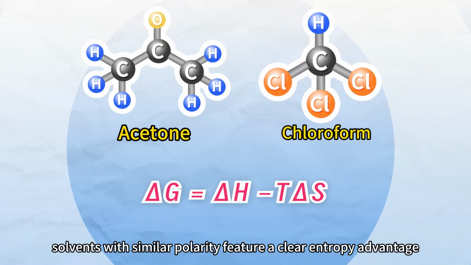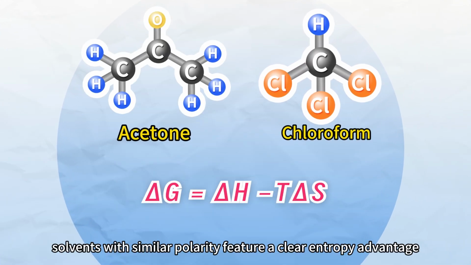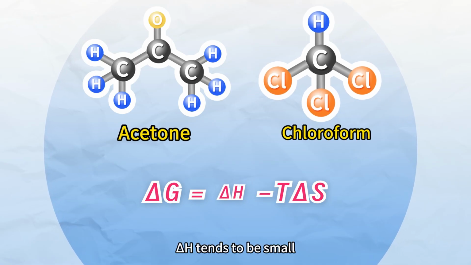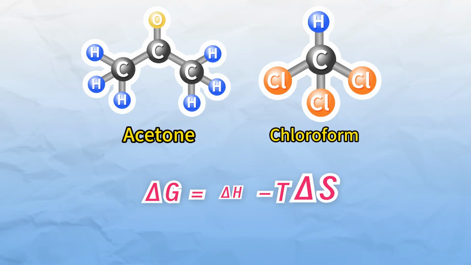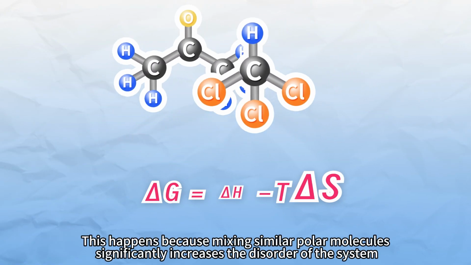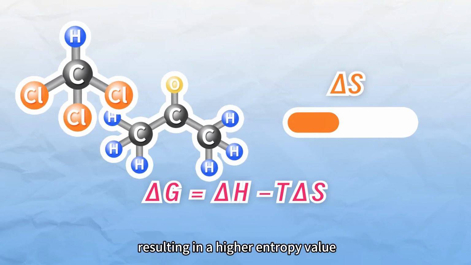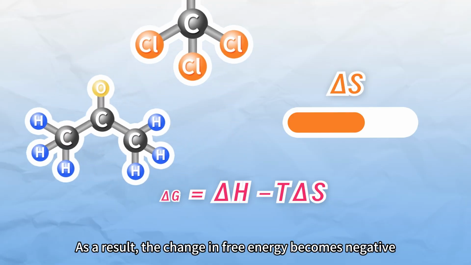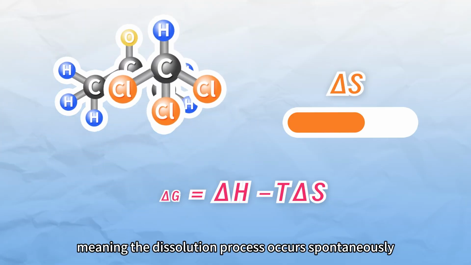Solvents with similar polarity feature a clear entropy advantage. When the solute and solvent have similar polarity, delta H tends to be small, while delta S is large. This happens because mixing similar polar molecules significantly increases the disorder of the system, resulting in a higher entropy value. As a result, the change in free energy becomes negative, meaning the dissolution process occurs spontaneously.